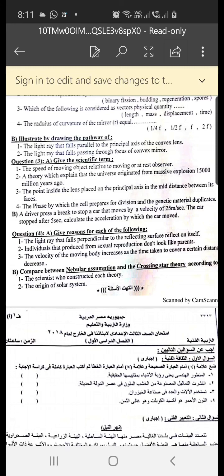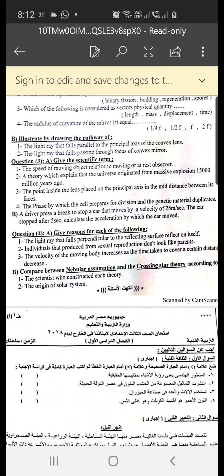Number 4, the phase by which the cell prepares for division and genetic material duplicates. The answer is the interphase. Of course, the interphase is not considered part of division. It happens before the division, preparing for the division.